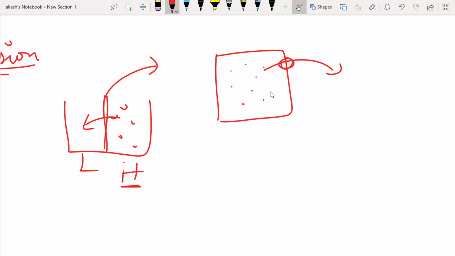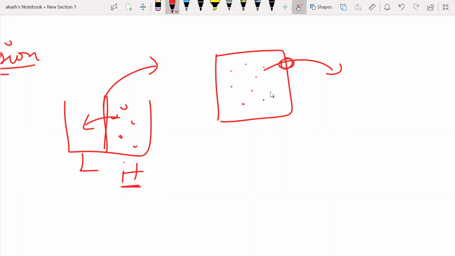Hope you understand the difference between effusion and diffusion. Diffusion is because of concentration gradient. Here also it's because of concentration gradient, but you are actually making a hole so that this happens. This is not going to happen on its own, but this happens on its own. That's how you see it. Any questions? Okay, fine.